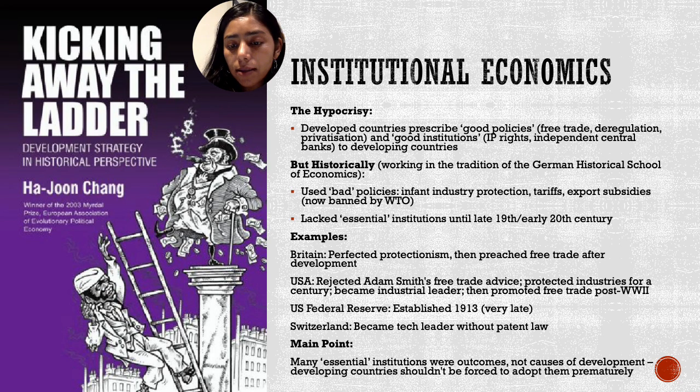So Britain, as we discussed earlier, perfected protectionism, then preached free trade after its development. Similarly, the USA rejected Adam Smith's free trade advice and protected its industries for a whole century. It became an industrial leader and then went on to promote free trade after World War II. The US Federal Reserve was established in 1913, which is quite late in its development trajectory, and Switzerland became a tech leader without any patent law. So, the main point he's trying to make is that many so called essential institutions were outcomes, not causes, of development, and developing countries shouldn't be forced to adopt them prematurely.